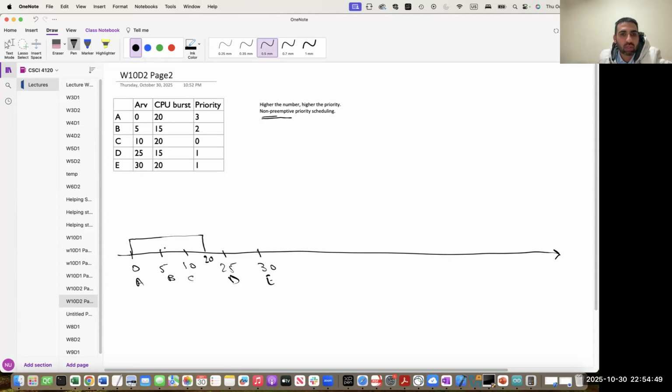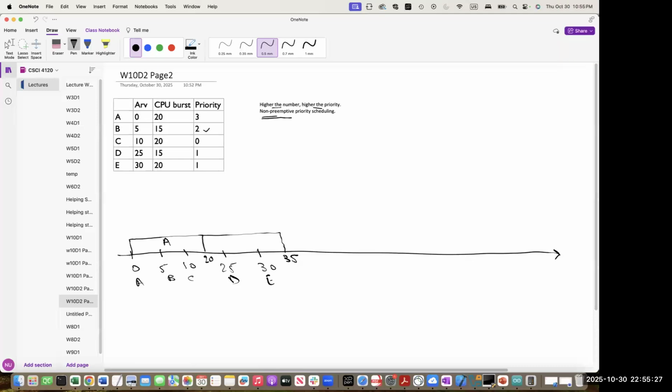So A runs from 0 to 20, and process A is done now. At 20, once we are done, we need to decide which processes are ready now. B and C, so we need to choose between B and C. Who has the higher priority? Remember, we said higher the number, higher the priority, so B has higher priority. We select B, and B will run for 15 time units. So 20 plus 15 is 35.